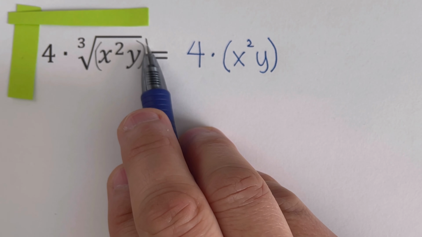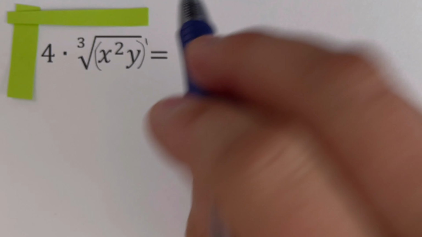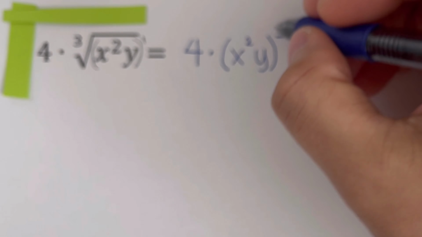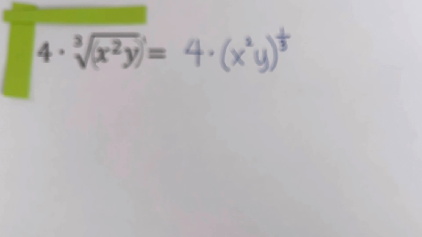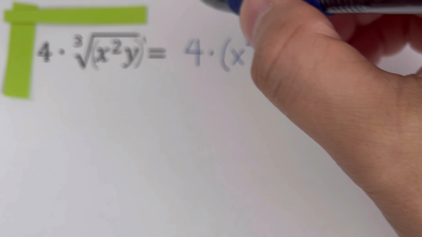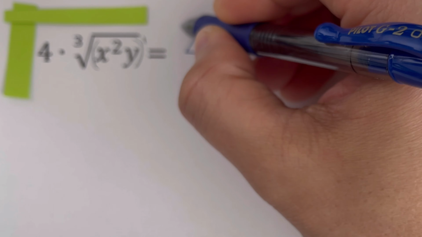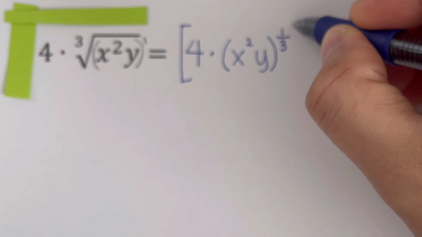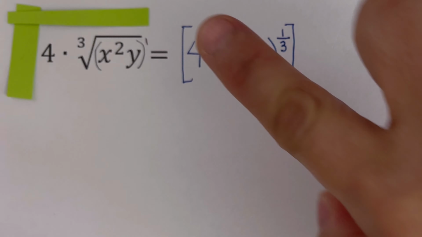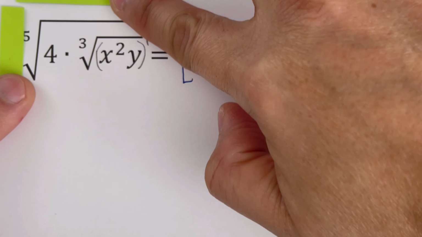The numerator will be the exponent of the radicand. That is 1 over the index, which is 3. And this is the inside expression. So we can go ahead and put this inside a bracket. So again, this is the inside expression. Now we go to the outside expression.